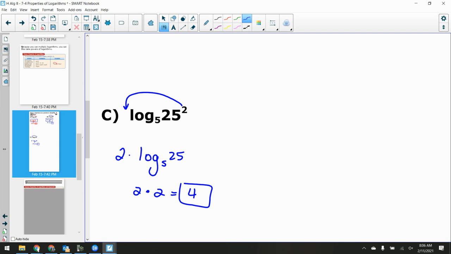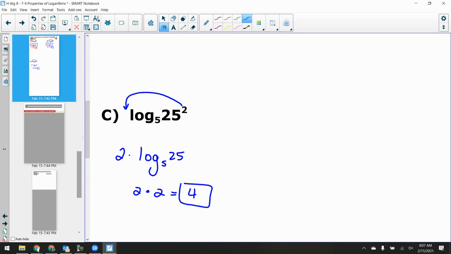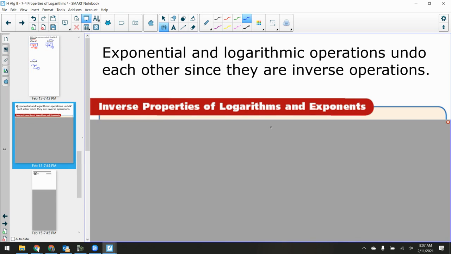Could I evaluate that differently? Yeah, I could have taken 25 to the 2nd power. 25 to the 2nd power is log base 5 of 625. And then I would have said, okay, 5 to the what power is 625? 4. 5 to the 4th power would have gotten us to 625. See, I could do this the long way, but if I'm without a calculator, no, that's not possible.